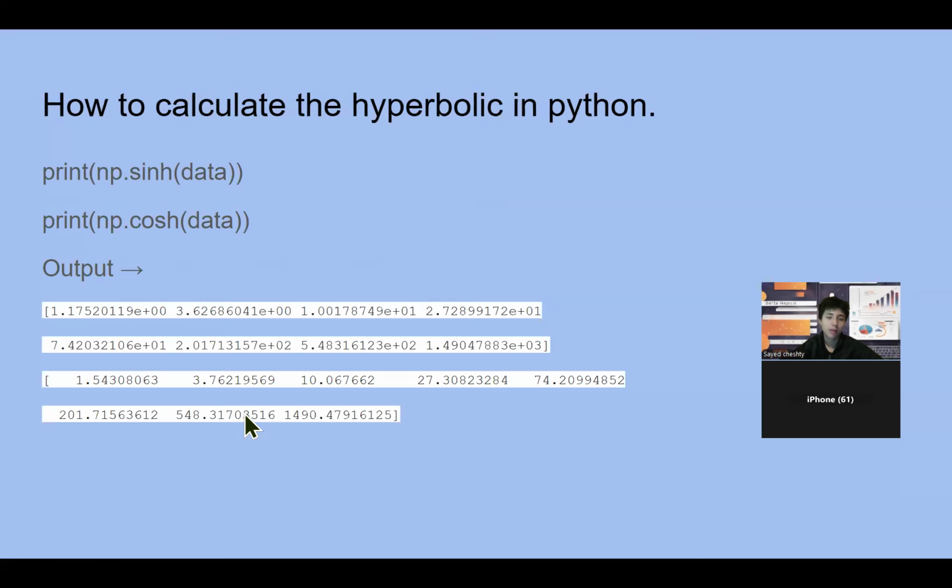So how to calculate the hyperbolic in Python? We can do it by print np.sinh(data), print np.cosh(data). The output will give us this. This is for sinh, the hyperbolic sine, and the last two lines are the values of data for cosh.